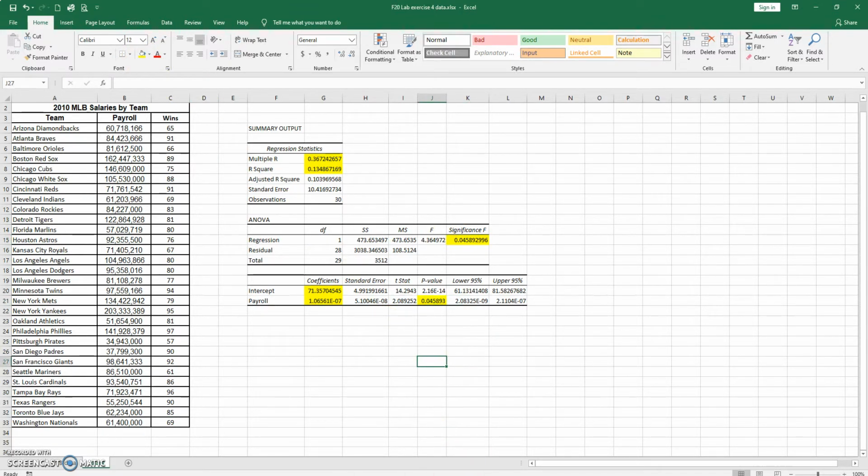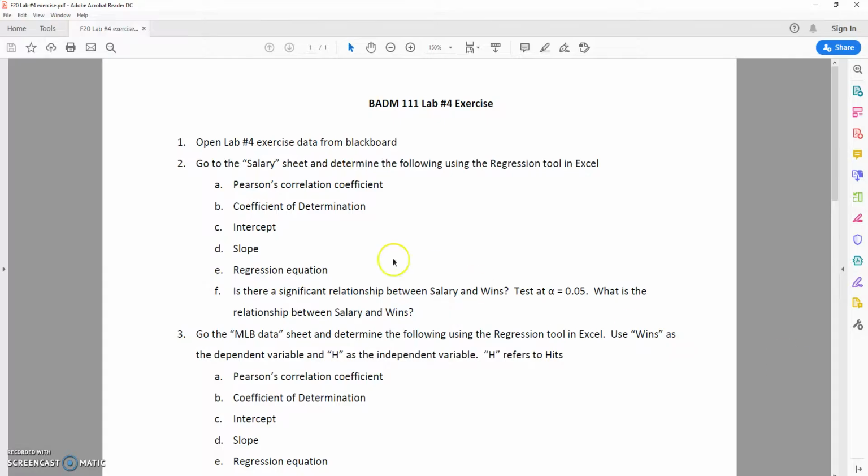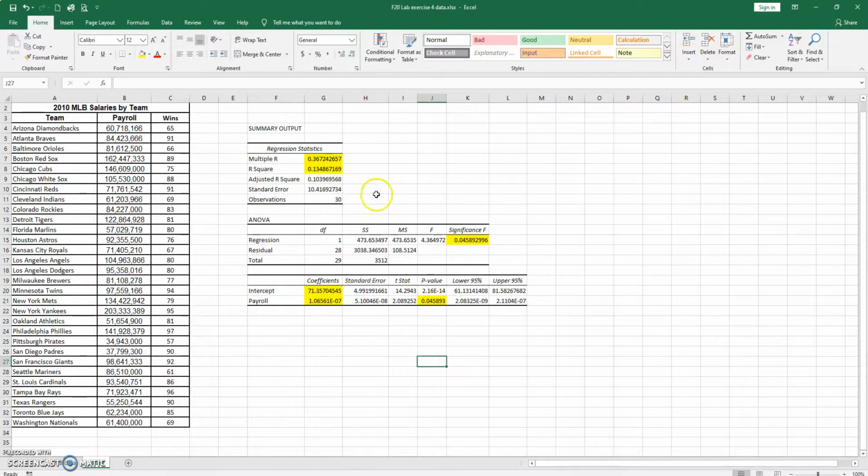Now if we look back at our instruction sheet, we wanted to find the Pearson coefficient, coefficient of determination, intercept, and slope, putting them together to get that regression equation, and answering part F about the significant relationship. The first five we can actually find without doing the Excel output or the data analysis. We can find them by using some built-in Excel functions.